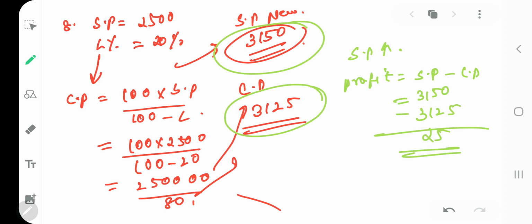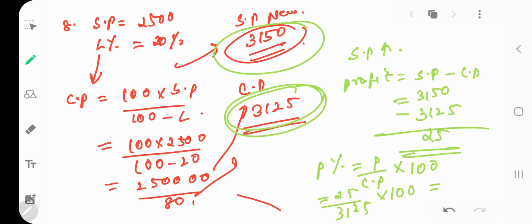Further, they have said you have to find profit percent also. So we know profit percent is profit upon CP into 100. That is 25 upon CP, which is 3125, into 100, and you find out what percent you are getting. Okay, note it down.